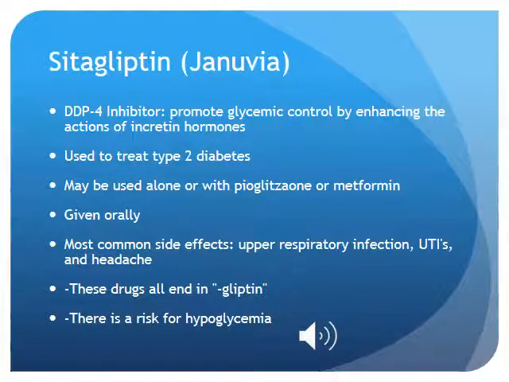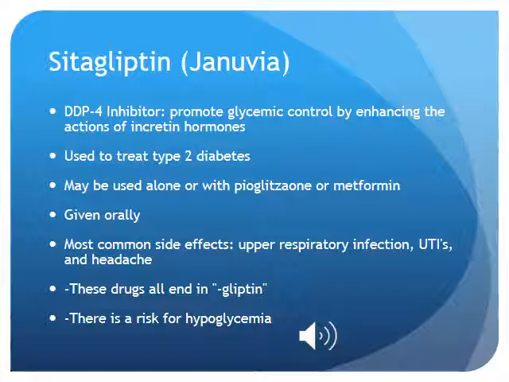This next drug is sitagliptin, which is also known as Januvia. This is a DPP-4 inhibitor which promotes glycemic control by enhancing the actions of incretin hormones. It's used as an adjunct to treat type 2 diabetes and can be used alone or with pioglitazone or metformin.